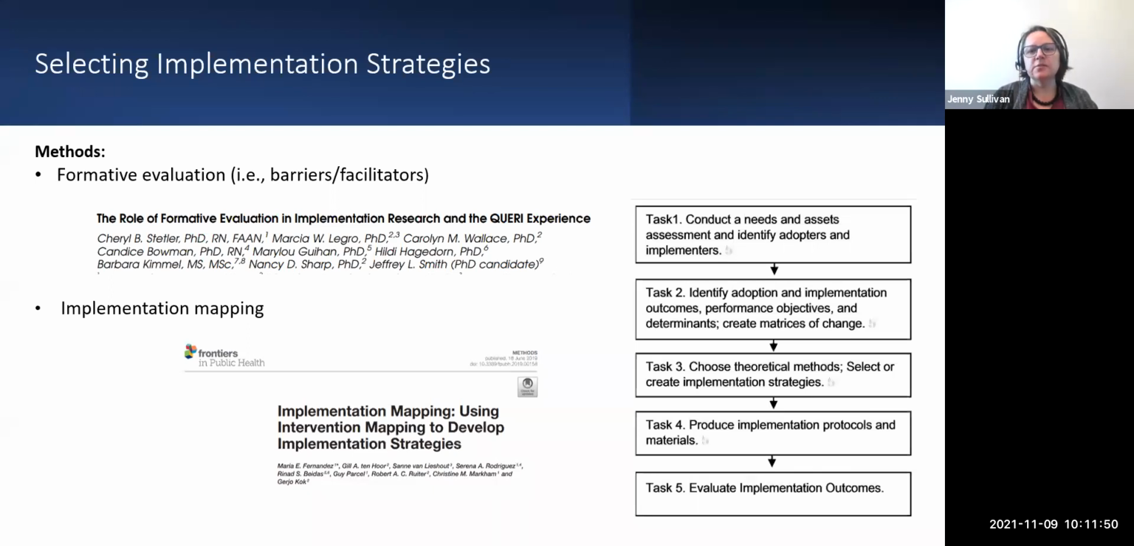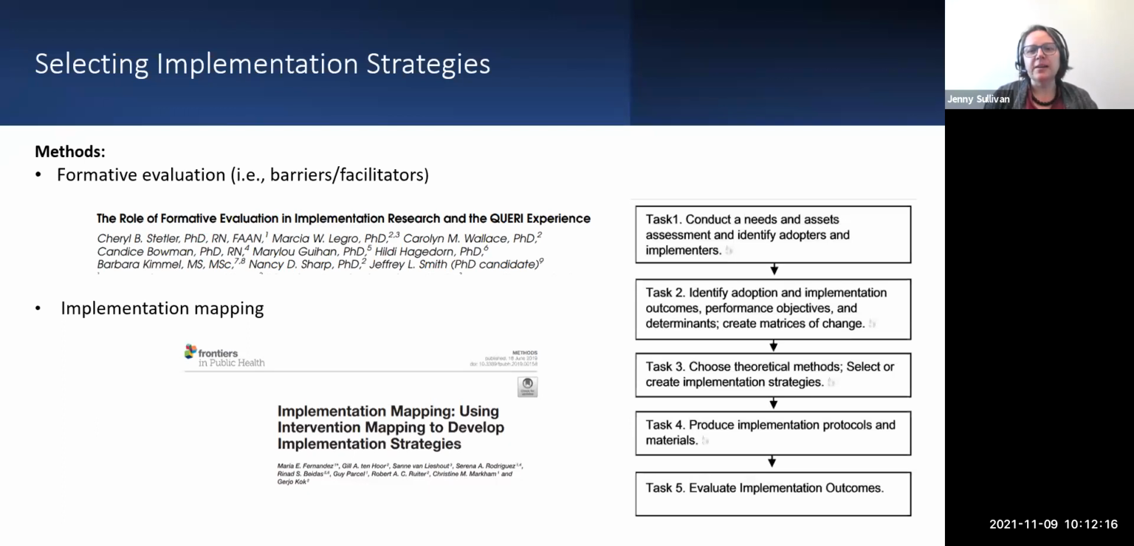Another more recently developed method would be to use implementation mapping to guide selection of strategies. And Byron Powell describes it as, or defines it as, a systematic multi-step method for developing interventions or implementation strategies that is inherently ecological and incorporates theory, evidence, and stakeholder perspective, which I had shown on a previous slide.